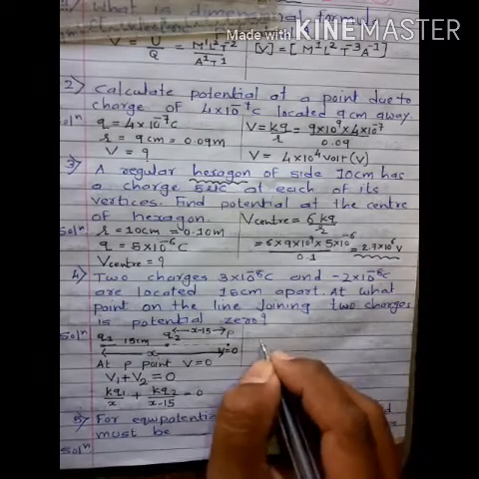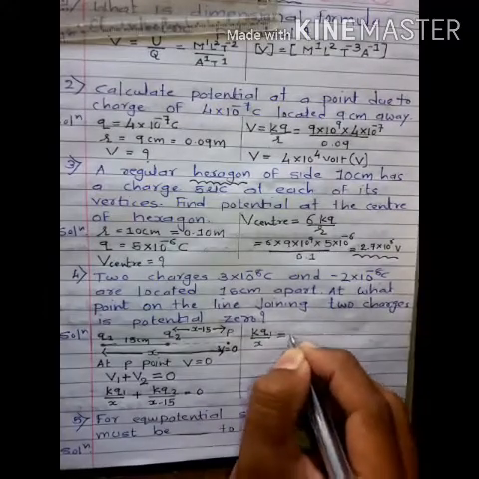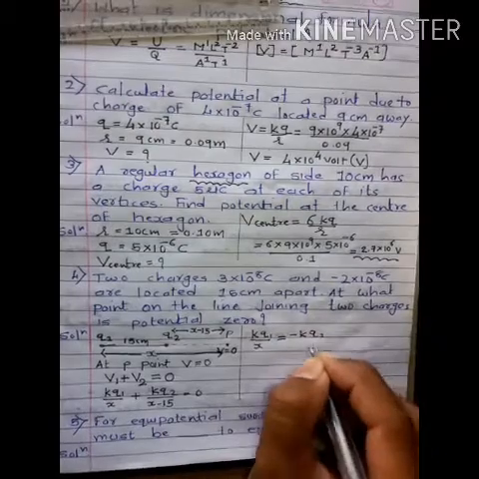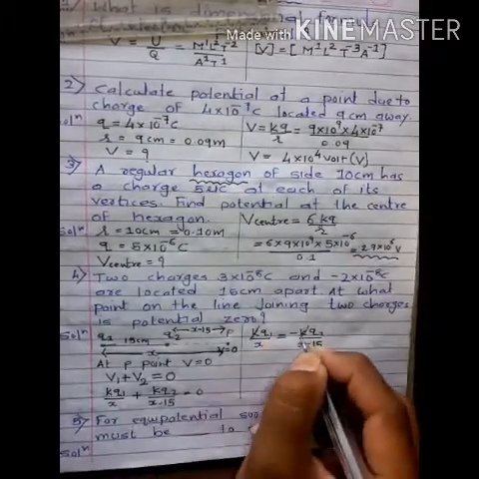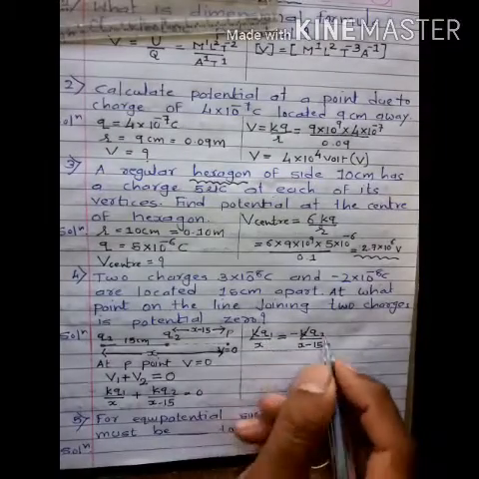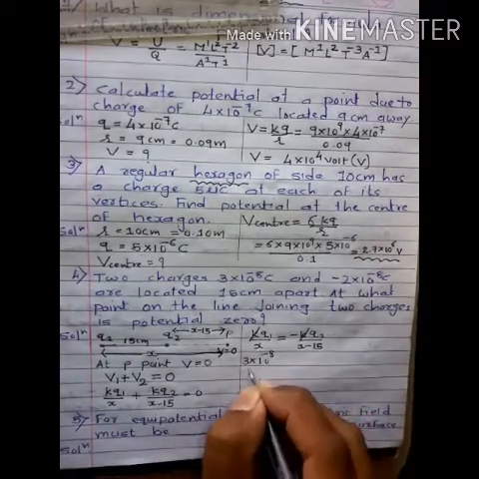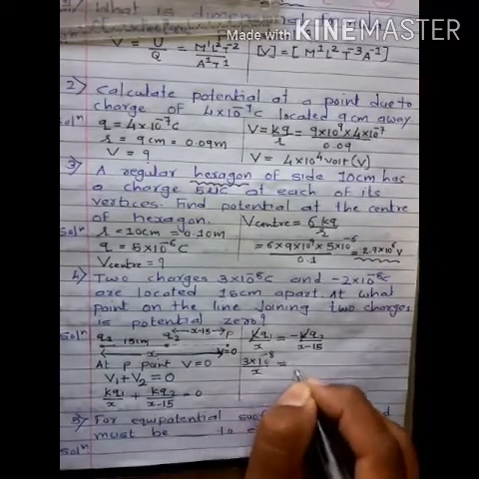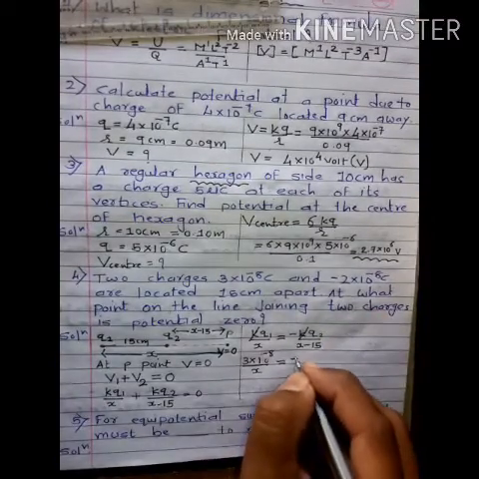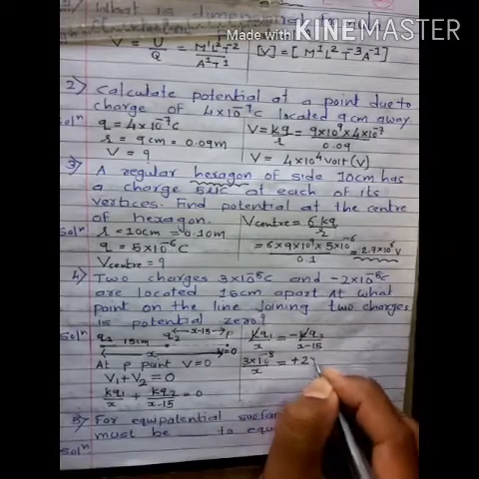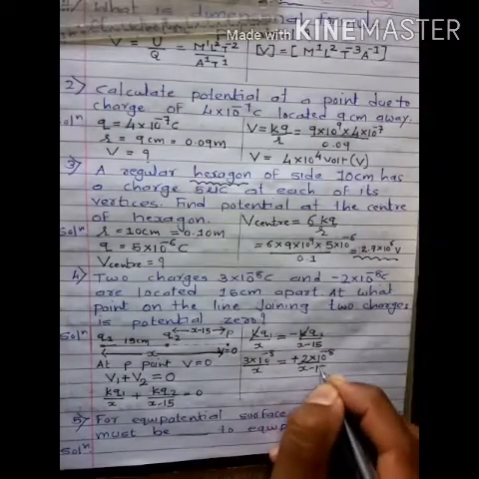Now here we can write this equation as kQ1/x = -kQ2/(x - 15). Here k will cancel out. Now substitute the values of Q1 and Q2. Q1 is 3 into 10 raised to minus 8, divided by x, is equal to minus, as it is Q2. The second charge is a negative charge, so minus minus becomes plus. So plus 2 into 10 raised to minus 8 divided by x minus 15.